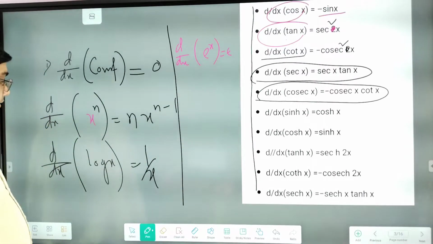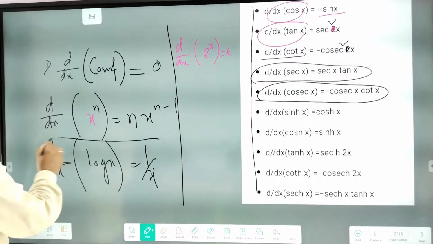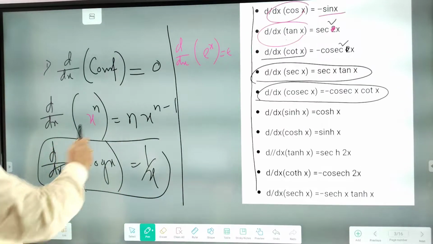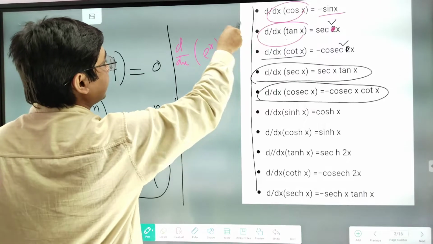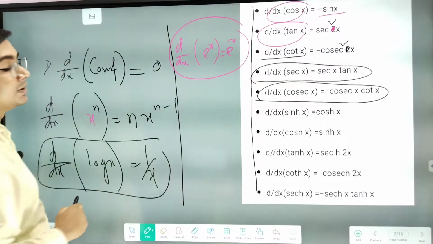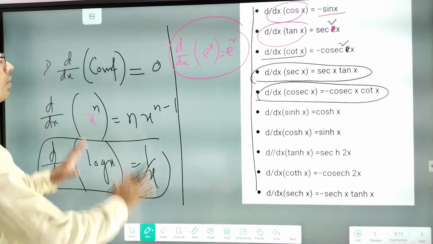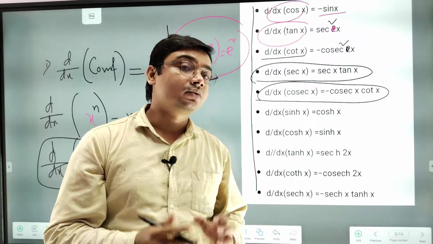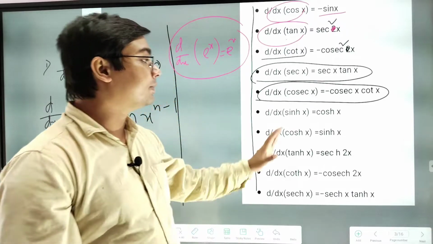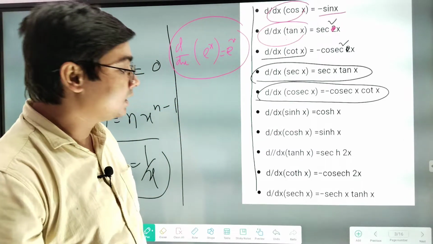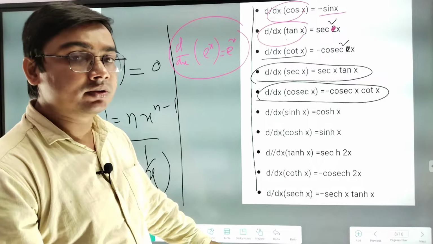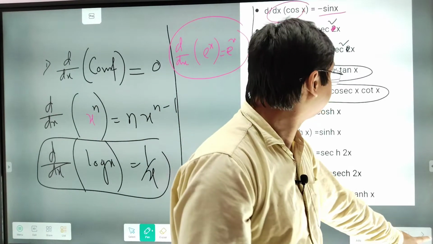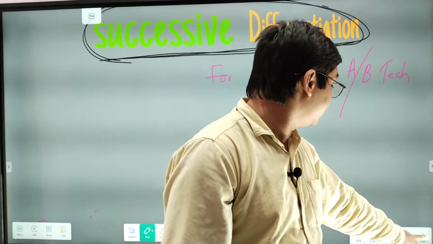Okay, also you see here the derivative of log x is 1 by x, the derivative of e to the power x is e to the power x. Yes, the derivative of e to the power x is e to the power x. So all these are the basic formulas to find the derivatives. Okay, just you remember all these formulas, all these first order differentiation.